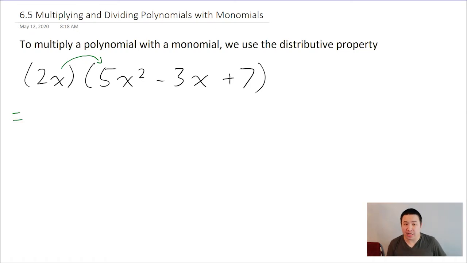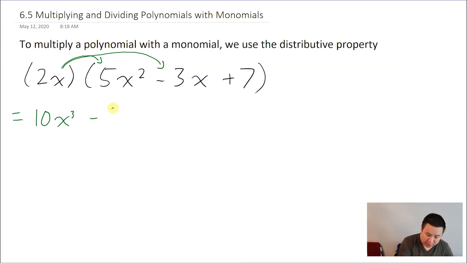And we already learned last time how to do that. We multiply the numbers with the numbers and the variables with the variables. So 2 times 5 gives me 10. X times x squared is x cubed. And then I move on to the next term. So now this 2x needs to be multiplied by negative 3x. So 2 times negative 3 is negative 6. X times x is x squared. And now it's time to move on to the very last term.